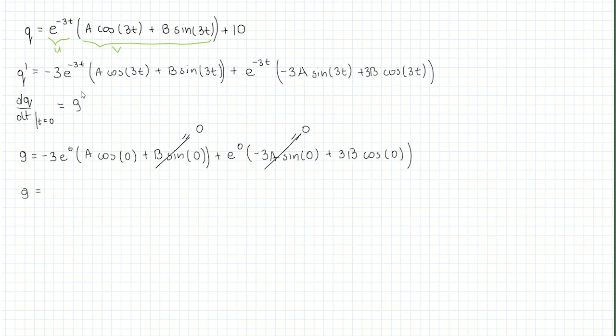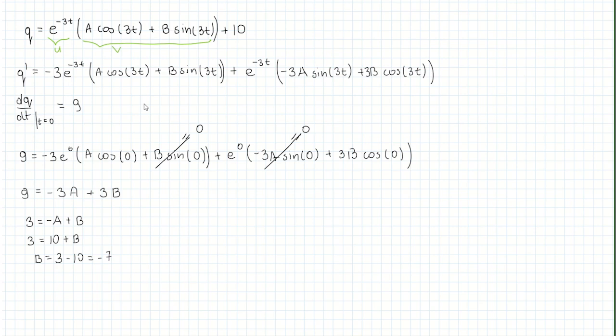e to the power 0 is equal to 1. I have 9 being equal to minus 3. Cosine 0 is equal to 1, so minus 3a plus, and I have 3 times b, again cosine 0 is equal to 1. I'm dividing both sides of this equation by 3, so 3 is equal to minus a plus b. From the previous initial condition, I know that a is equal to minus 10, therefore minus a will be equal to 10. 3 is equal to 10 plus b. b is equal to 3 minus 10, which is equal to minus 7.